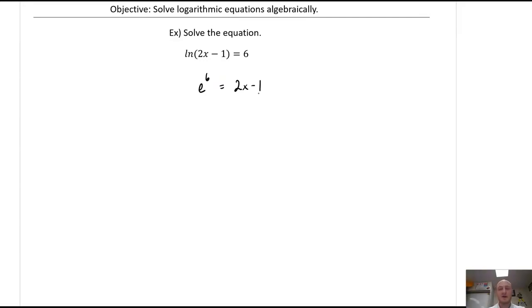Natural log, the base is e. So e to the 6 is equal to 2x minus 1. In this case, I don't have a calculator. They're wanting the exact solution. It doesn't say anything about approximation, so I'm not going to worry about what e to the 6 is. I'm just going to leave it.